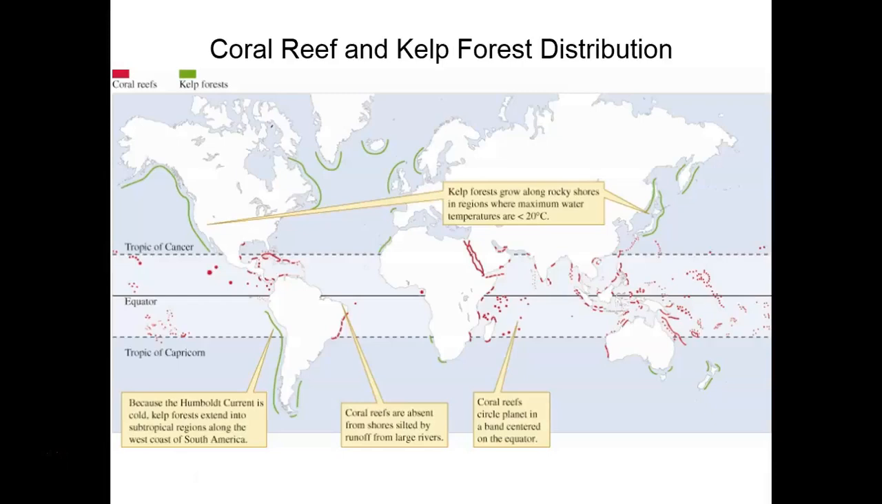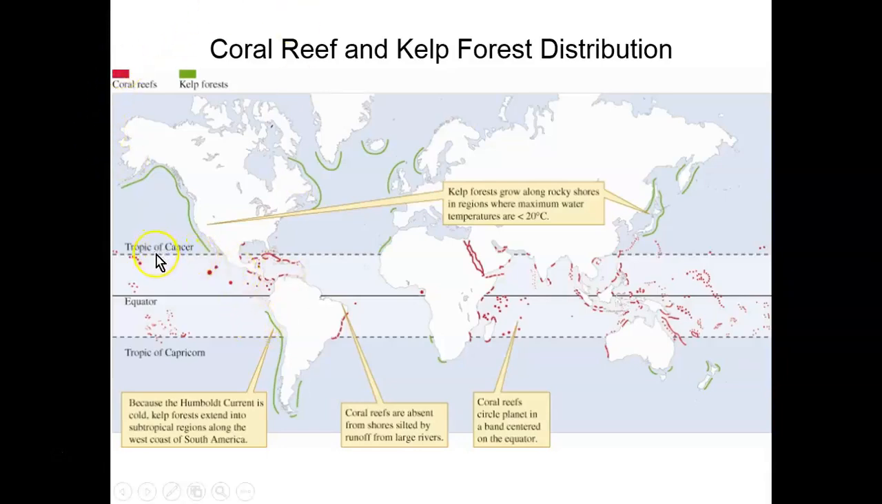Alright, so this map is showing us different places around the world where we can find coral reefs and kelp forests. Coral reefs are in red and the kelp forests are in green. So what you should notice pretty quickly are that usually you're not finding kelp forests in places where you're finding coral reefs. Generally the coral reefs are in the tropics.